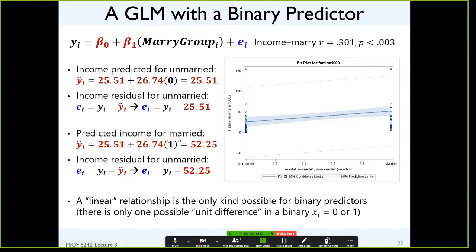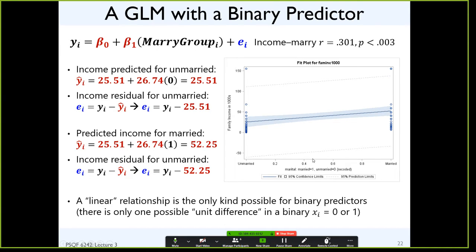So it seems a little weird to think about a linear slope between a variable that's a 0 or a 1, but it's perfectly legit to do. Here's a picture of what this model predicts. I have a bunch of people here on the unmarried side that are zeros that vary in income. I've got people over here on the married side that vary in income. And beta 1, the slope, is this line right here.